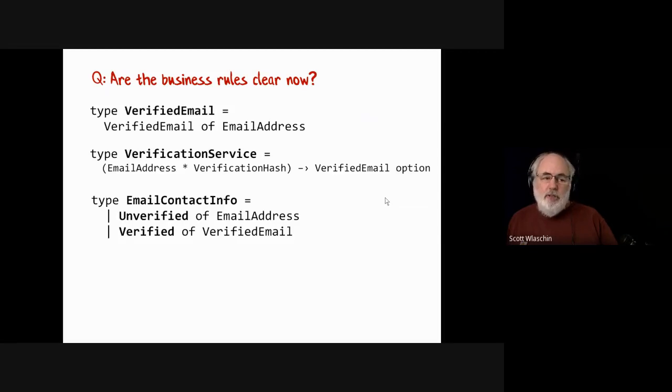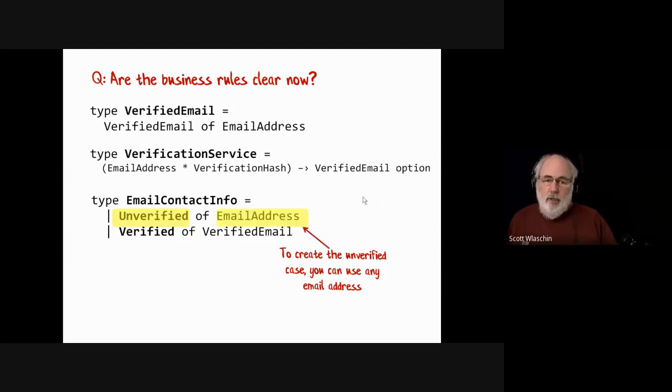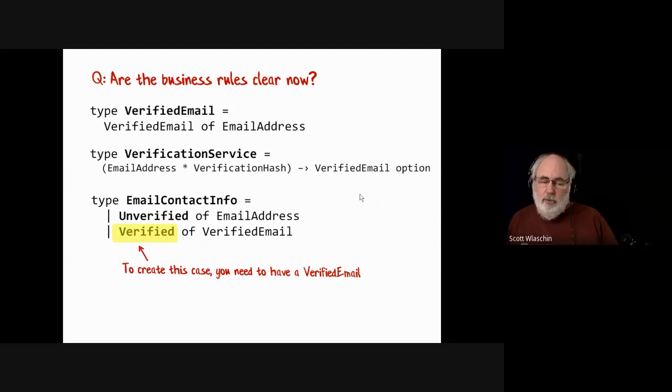Now, if you think about the business rules, let's look at this. In order to create an unverified email, we can use any old email address. That's fine because there are no special rules around that. If you change your email address, you have an unverified email, so you have to set it to be the unverified case. Now, when we want a verified email, in order to create that case, we have to have the verified email object.